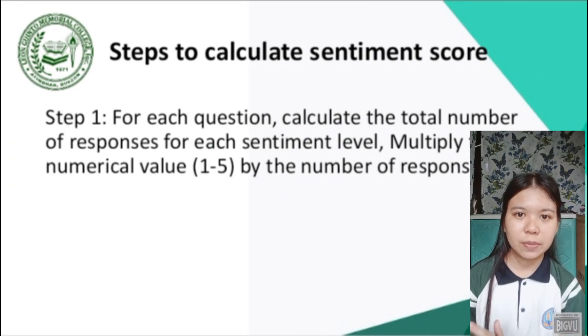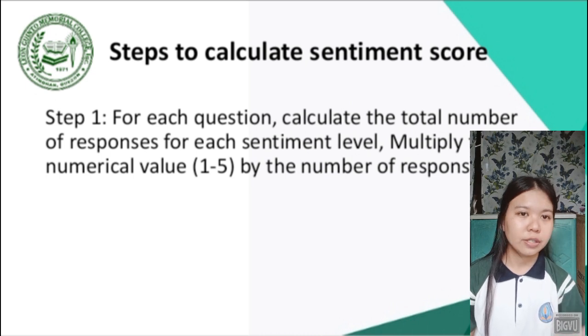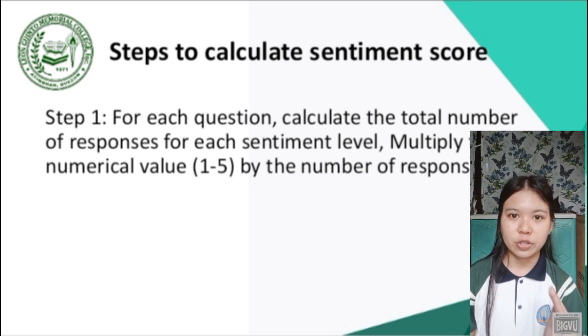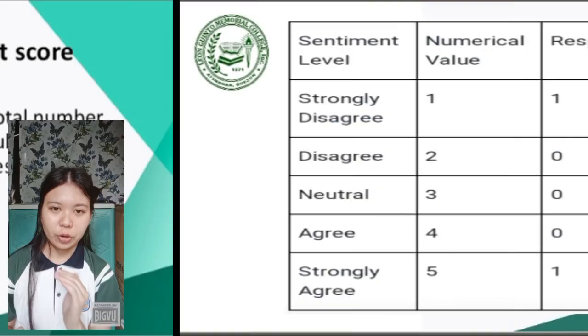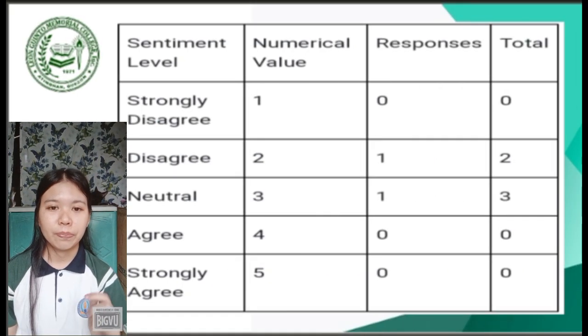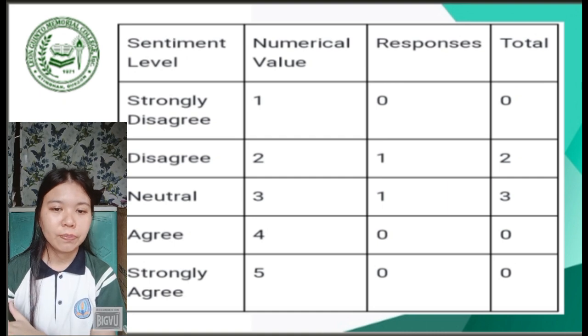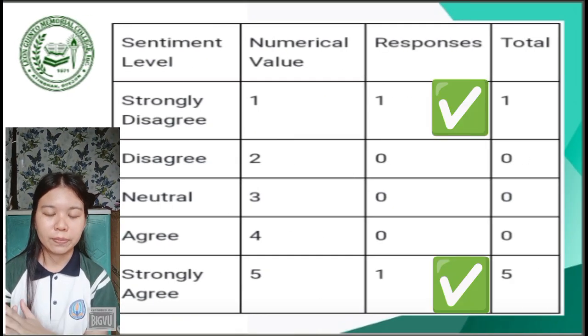So to calculate the sentiment score, we will follow the steps outlined. For step 1, for each question, we're going to calculate the total number of responses for each sentiment level, and then multiply the numerical value by the number of responses. For question number 1, the answers of the two people in the survey are shown, for question number 2, the answers of the two people are shown, for question number 3, the answers of the two people are shown.